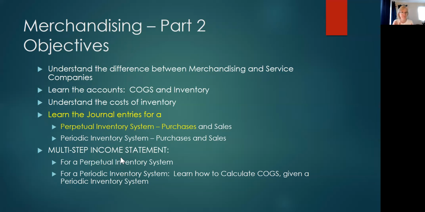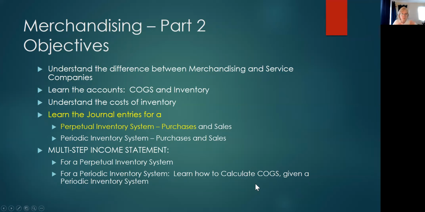So first we learned how to do the basic balance sheet in chapter 1. Then we went to chapter 2 and we built the classified balance sheet. But we still had the same income statement. Well, now with chapter 5, we're switching to the multi-step income statement. And I want you to learn how to do it for perpetual. And then in the appendix, I want you to learn how to calculate cost of goods sold.